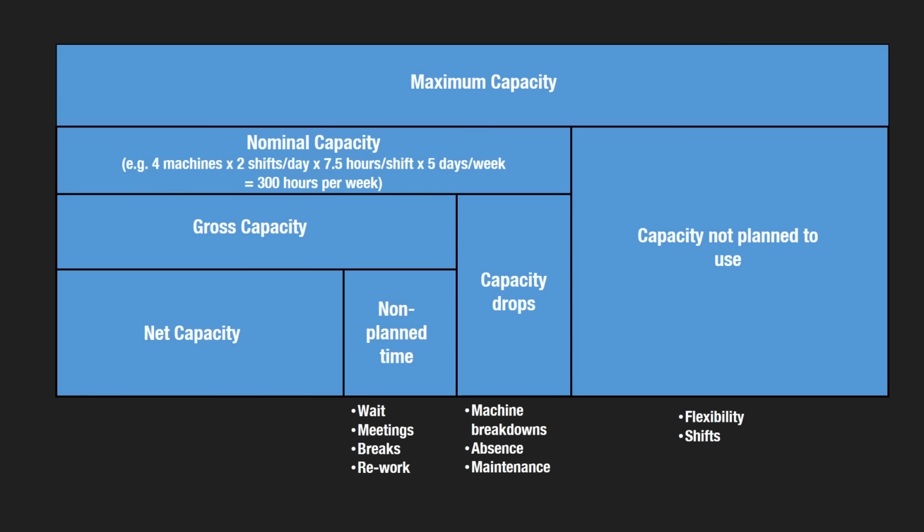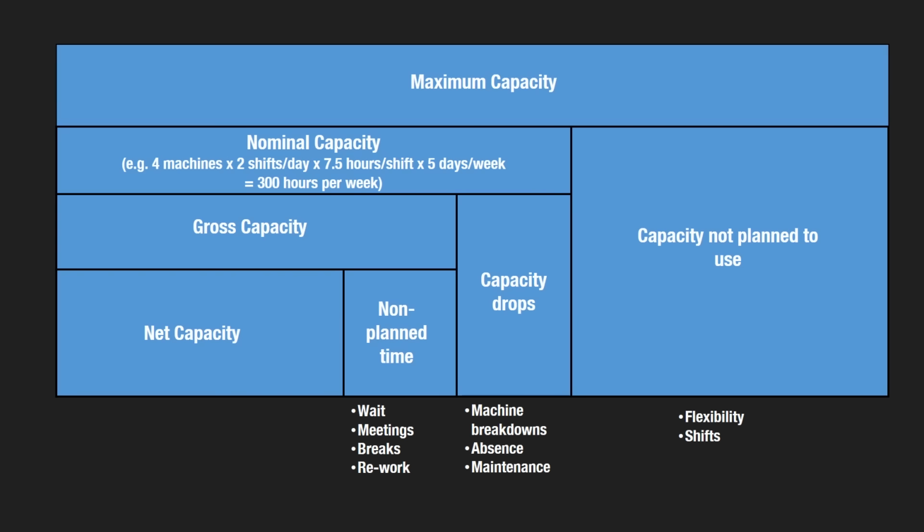In general, the nominal capacity cannot be fully utilized, and an estimation of the available capacity must take into account different forms of capacity drops. For example, there may be drops in capacity as a result of machine breakdown, short-term absence, maintenance activities, and so on. After deducting such capacity drops, we can then talk about remaining gross capacity.